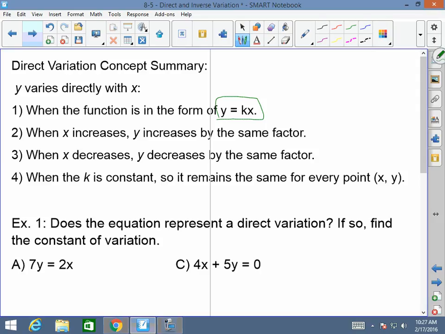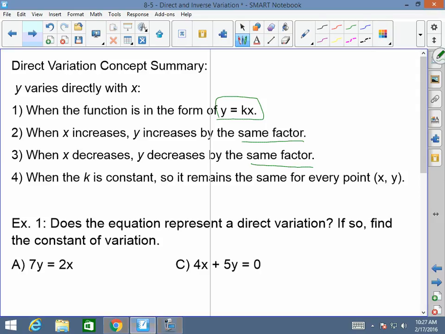When the k is constant, it remains the same for every point x and y. That constant is the same factor that y changes depending on x. It changes by a factor of k. That is your constant of variation.